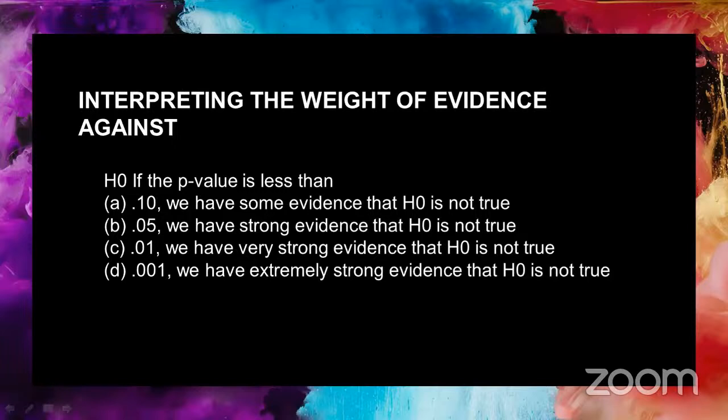If the p-value is less than 0.10, we have some evidence that H sub 0 is not true. If less than 0.05, we have strong evidence that H sub 0 is not true. If less than 0.01, we have very strong evidence that H sub 0 is not true. If less than 0.001, we have extremely strong evidence that H sub 0 is not true.